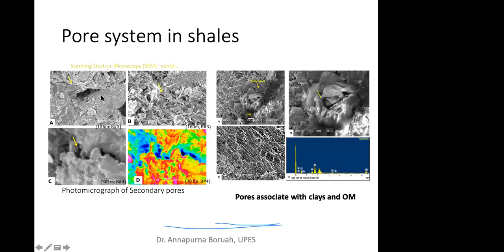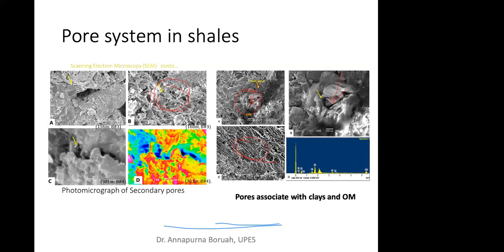These are the pore system in Barren Measures shales. There are intergranular pores, intragranular pores. Here you can see this is chlorite mineral, and within the chlorite mineral, pores are developing. Here organic pores are associated with organic matter. Here pore is associated with chlorite clay. These are the illite, you can see illite clay.